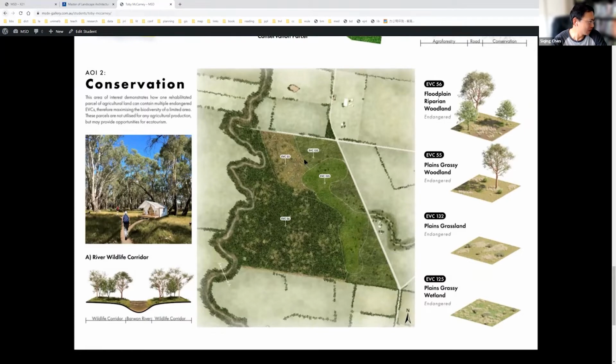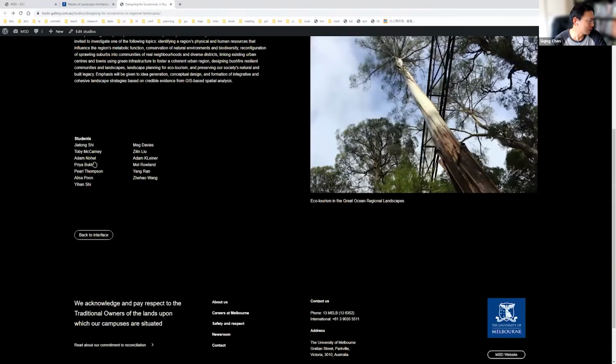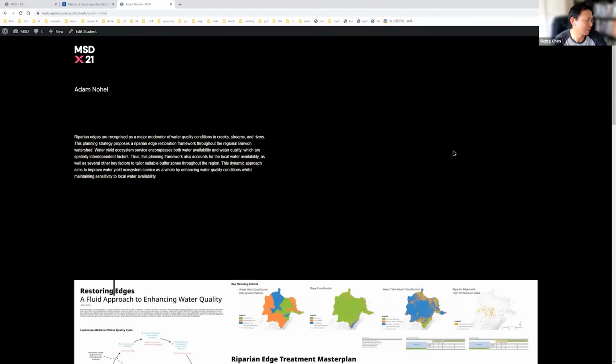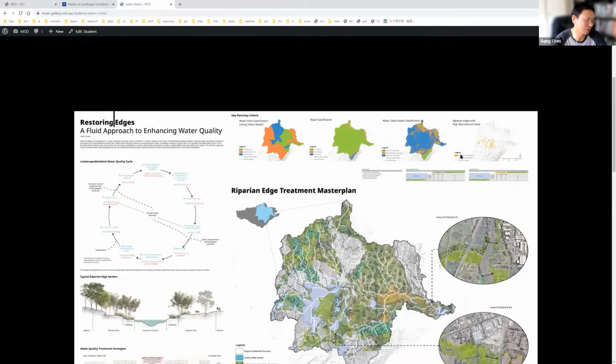And then I would like to show you another, Adam Noho. He looked at the water process, which is very important in the ecosystem, because a lot of these hydrological processes are invisible. Of course, you can see the rainfall and see the runoff on the surface, but beyond this, there's a lot of things that are invisible.